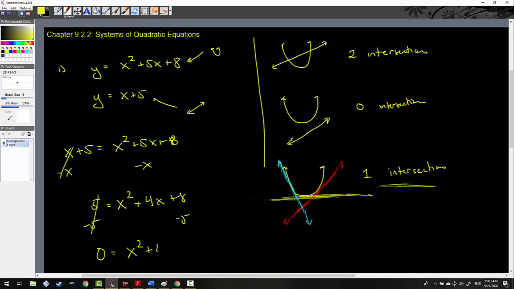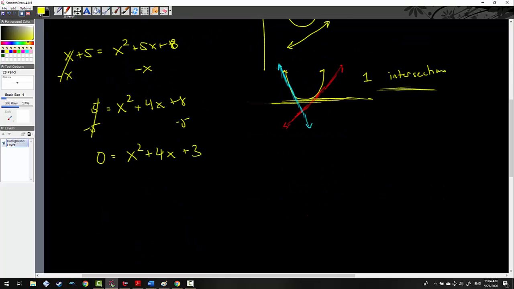Pardon my handwriting there. That's what it looked like, a 6. And then plus 3. And now from here, once I have it set equal to 0, now this guy is going to be factorable. So x plus 3 and x plus 1 are my factors. So it looks like x equals negative 3 and negative 1.